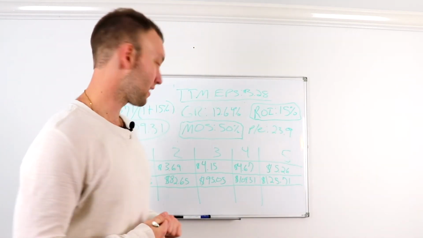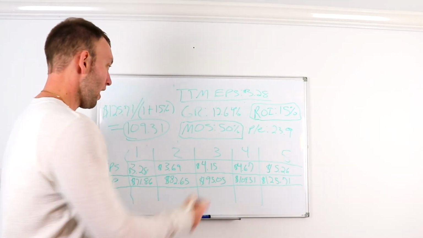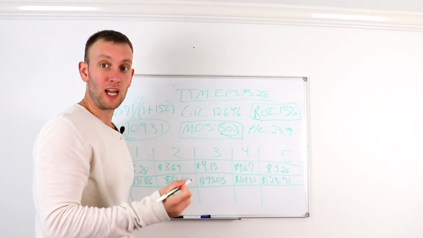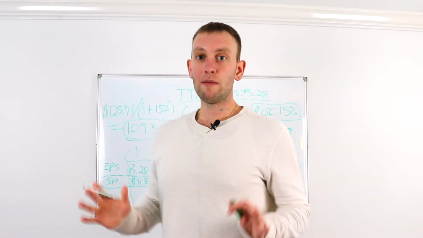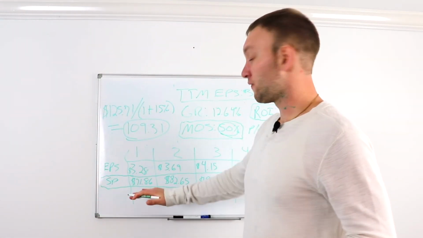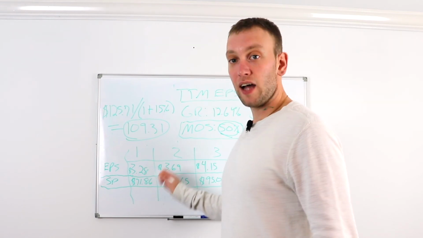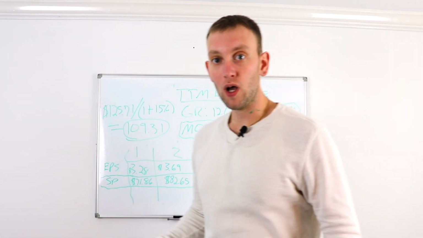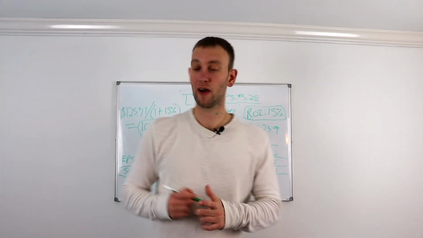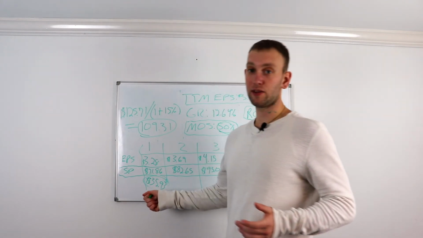All right. Anyway, back to being serious here. So we came up with a 50% margin of safety, right, guys? So what does that mean? That means we want to buy Apple for 50% of what it's worth. So if you divide $71.86 by 2, you're gonna get Apple at 50% of its value at $35.93.